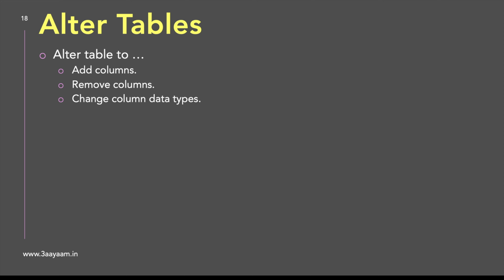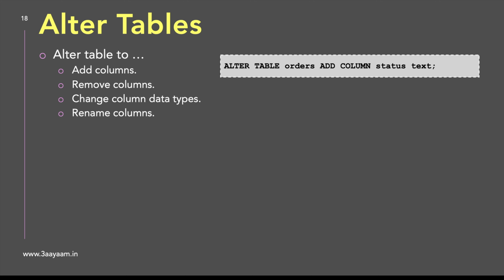Now let's say if you want to alter certain tables because you want to, let's say, add a column or remove a column or change the data type, etc. So you can use alter table for that. We use alter table to add column, remove column, change a particular data type of a column. We can rename column also. And this is the syntax to add a column. We mention alter table followed by the table name, and then add column, this is a new column, and the data type of that column.